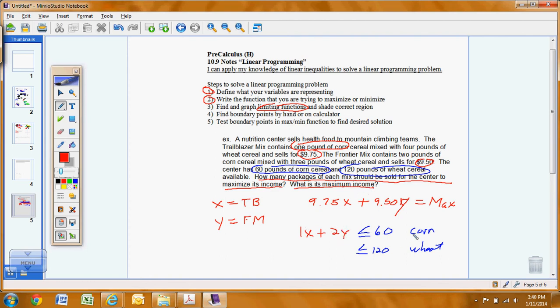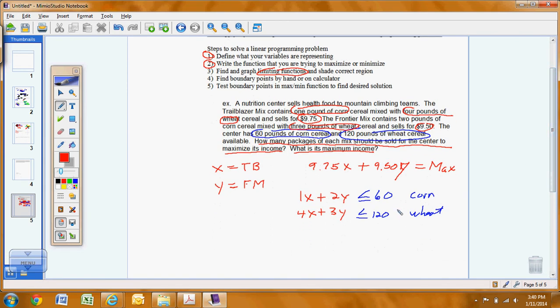And if I do the same thing with wheat, I look up here in the problem. Trailblazer has 4 pounds of wheat, so that would be 4x plus, and Frontier mix has 3 pounds of wheat, so 3y for the wheat. And sometimes there's a third restriction, but there are only 2 restrictions in this case.